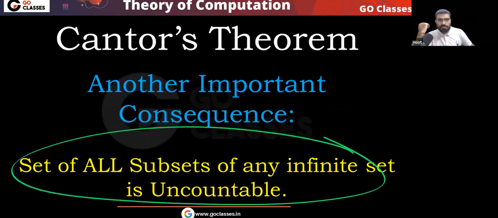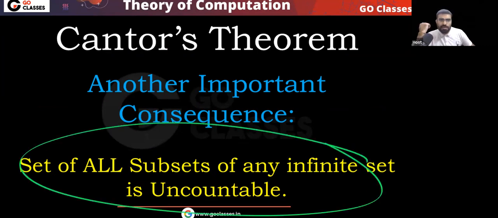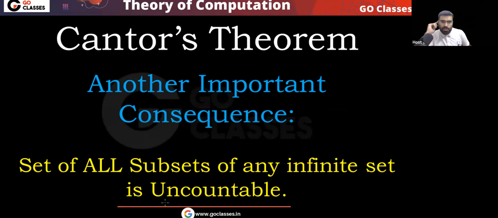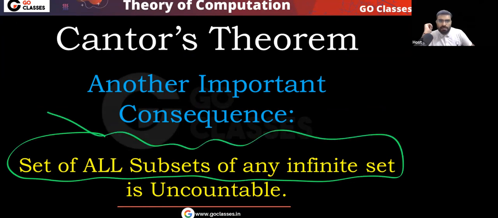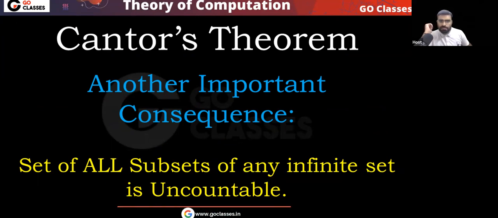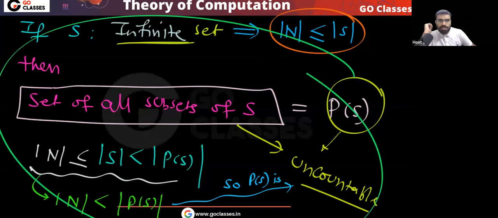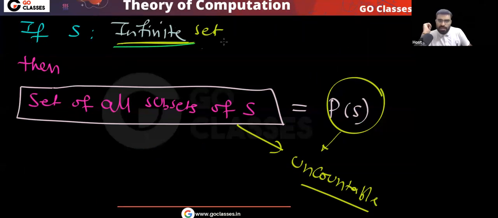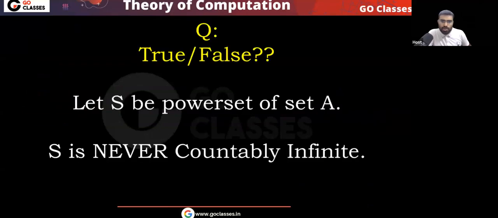And this is important. Did you understand this? The set of all subsets of any infinite set is uncountable, and this is your proof. You can easily see the proof. If you have any infinite set, then the set of all subsets will be uncountable. So this is your chapter, this is your Cantor's theorem. Did you understand Cantor's theorem?